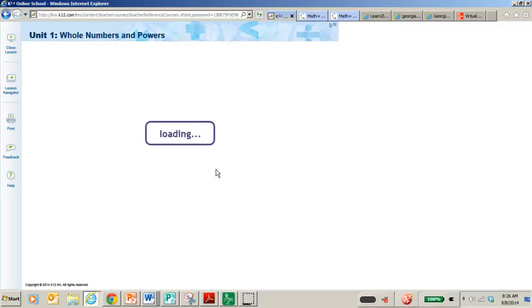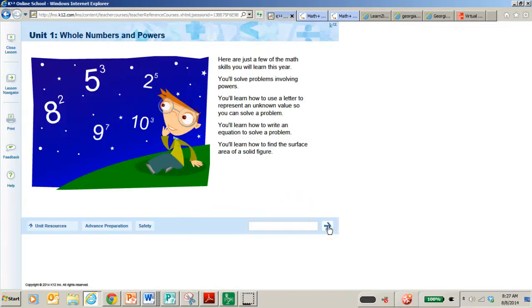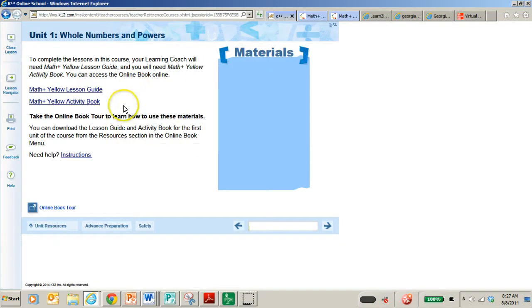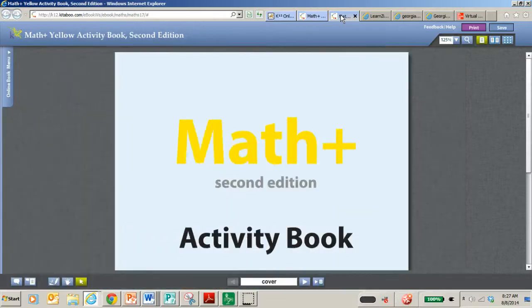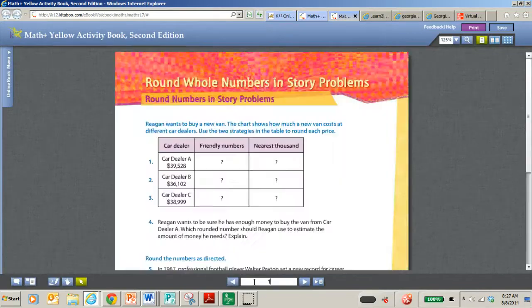Now, when you open up the very first lesson, it is going to provide a link to the lesson guide and the activity guide, and that is covered in the previous video that I did. So I have them opened on my computer already. This is the lesson guide for the learning coach, and then we have the activity book for the student. Now I am going to go ahead and go to page 1 just so we can go through Unit 1 and talk about some of the things that are in this book.